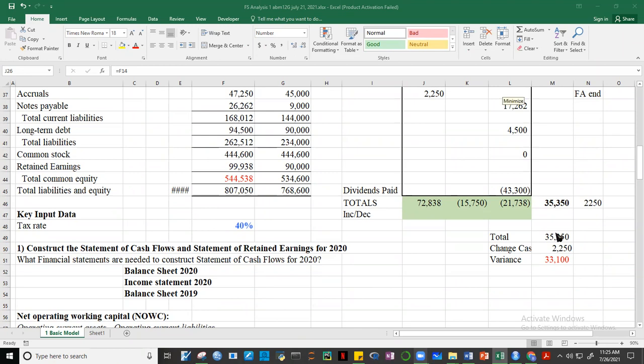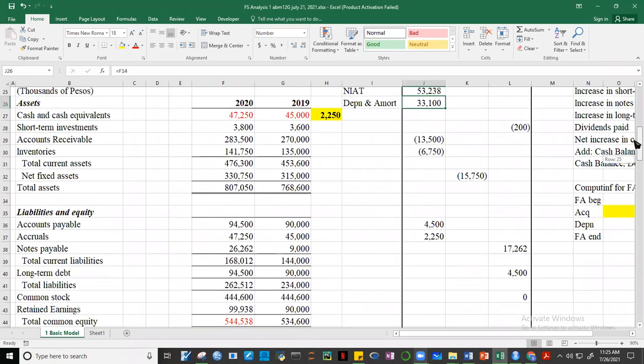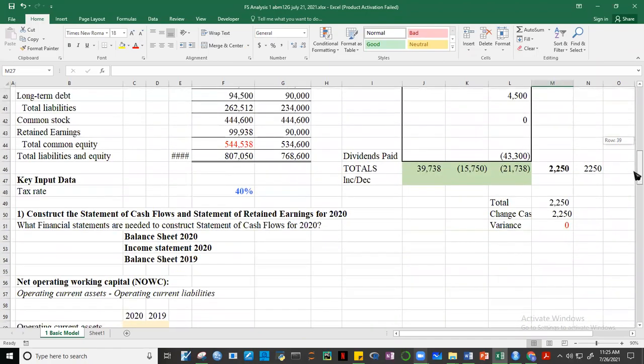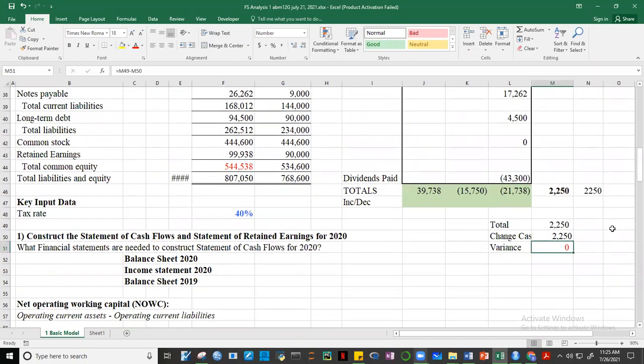Okay, remove. Thank you, Elijah. So let's remove this. Pag remove natin to, ano mangyayari? Ayun. Wala na tayong variance. Wala na tayong discrepancy. Okay, guys? Clear? So, okay na tayo. Clear na, no?